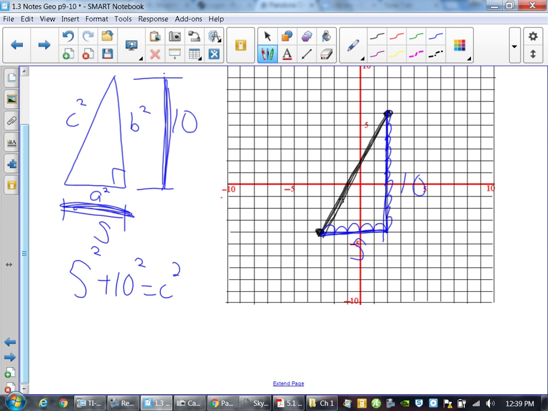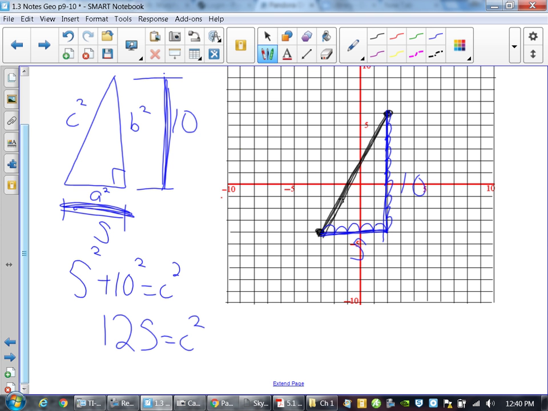So, 5 squared. 10 squared. 25 and 100 is? So right now this tells me that 125 is equal to c squared. How do you undo squaring? Square root.